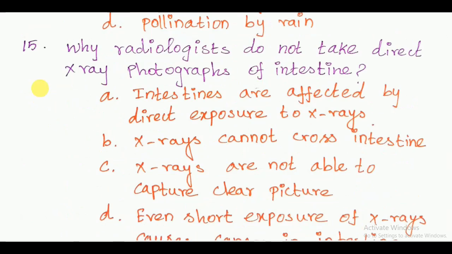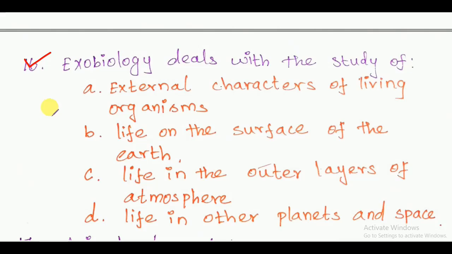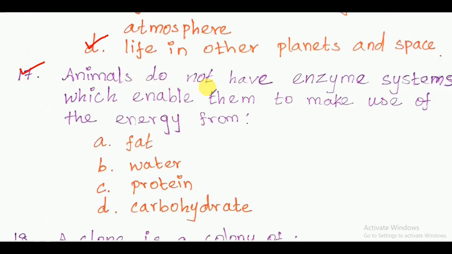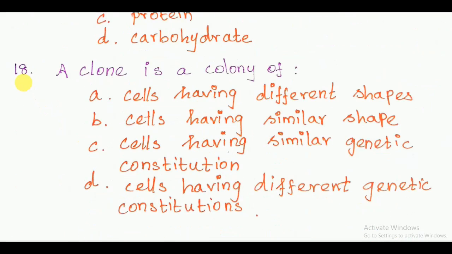Next, 15th question. Why do radiologists not take direct X-ray photographs of the intestine? The answer is option C, X-rays are not able to capture a clear picture. Next, 16th question. Exobiology deals with the study of life in other planets and space. Next, 17th question. Animals do not have enzyme systems which enable them to make use of the energy from fat. Next, 18th question. A clone is a colony of cells having similar genetic constitution.